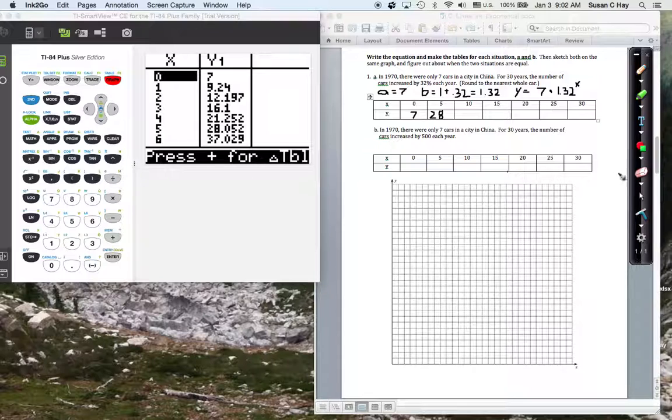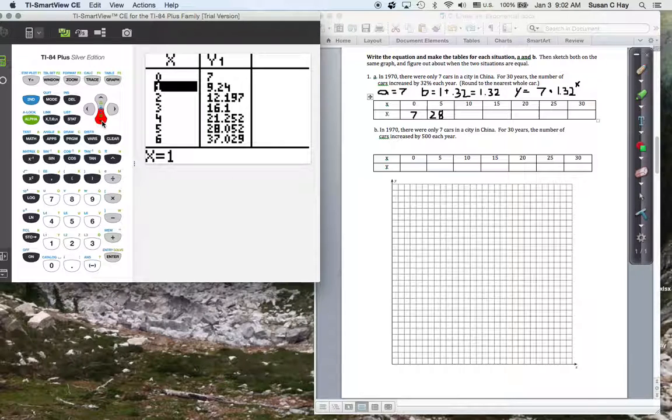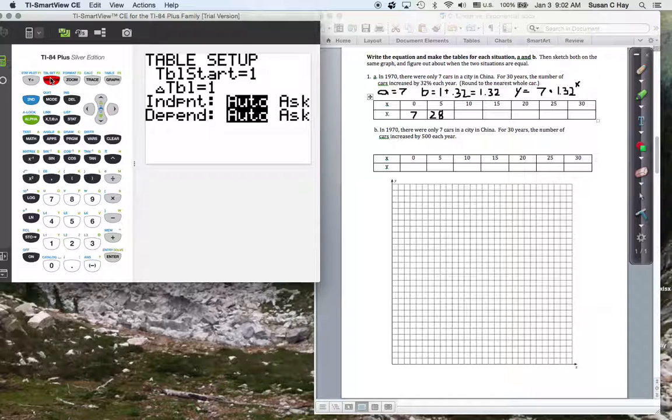Okay, now, so our table, since it's going up by 1s, is sort of a pain, because we would have to scroll down, and it takes a long time, and we just want to go back to our handy-dandy table set function. Second window brings you to table set. So we're going to start at 0 again.